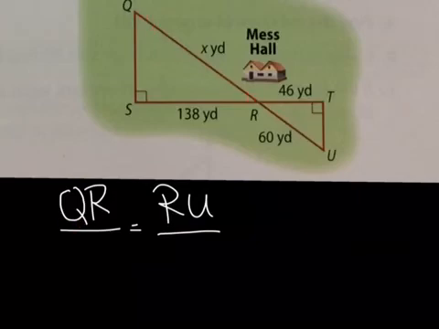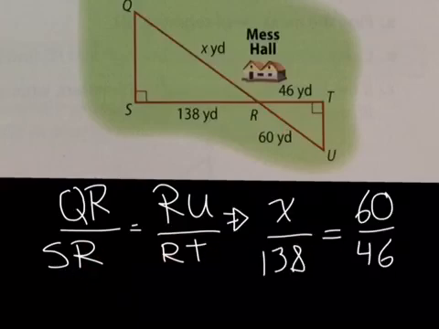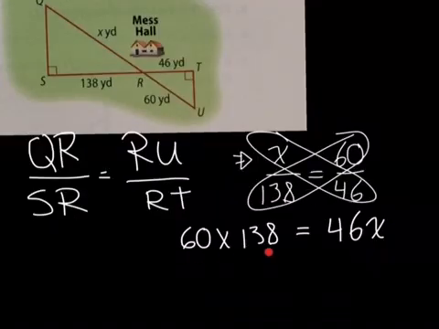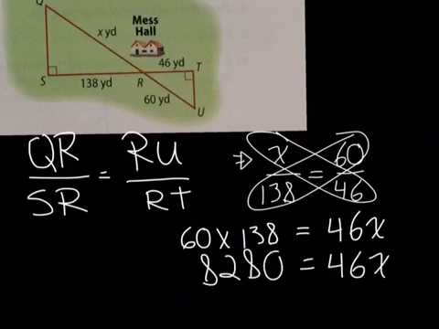So let's write it out. QR, right there, is going to be proportional to RU. And SR, right there, is going to be proportional to RT, right there. Now we replace our variables, and we get X over 138 equals 60 over 46. These are our ratios. Let's do our cross product. I have 60 times 138 and 46x. After multiplying 60 times 138, I get 8,280 equals 46x.